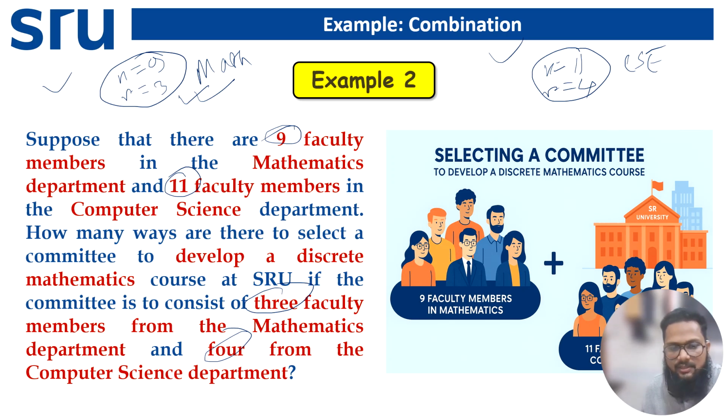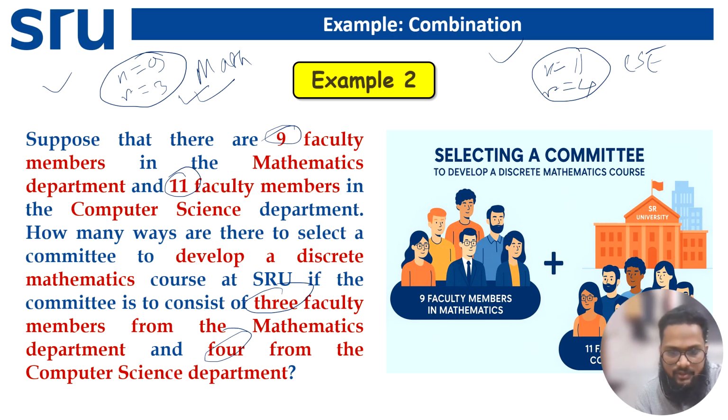Then finally you are doing the addition principle, which I discussed in lecture 1, because you have two different sets and you have to choose from these two faculty sets. So just do the combination of the two different cases, then add them, and you will get the answer. Simple.